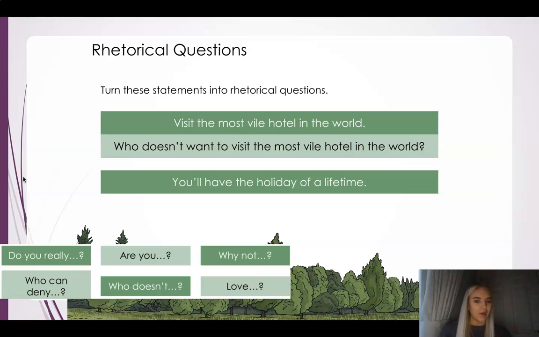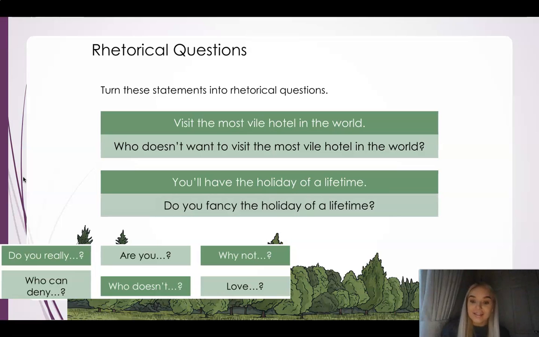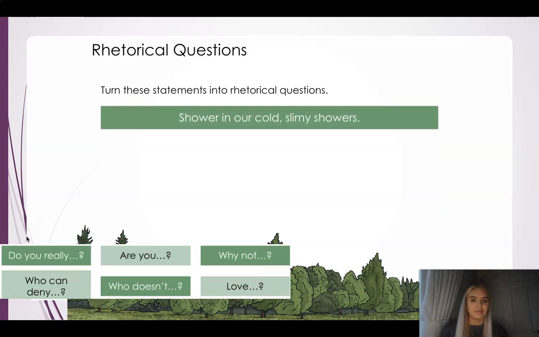Let's see what I've chosen. Do you fancy? So instead of do you really, we could change that really to do you fancy the holiday of a lifetime? But likewise, if yours makes sense, you've got it. Well done. Let's have a look at some more examples.